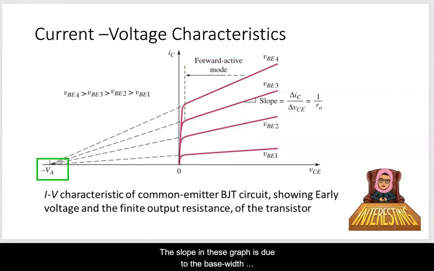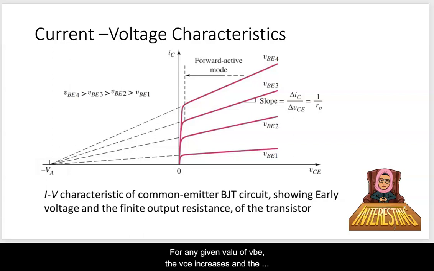The slope in this graph is due to the base width modulation effect that was first found by J.M. Early, and it is called the Early effect. Here, when the curves are extrapolated to zero current, they meet at a point on the negative voltage axis, where VCE is equal to minus VA, and VA is called the Early voltage. In general, the Early voltage VA is between 50 to 300 volts.